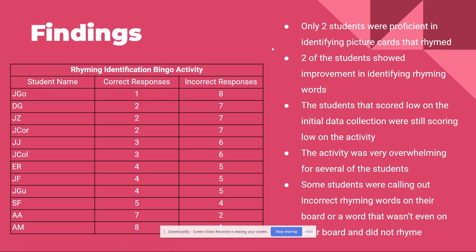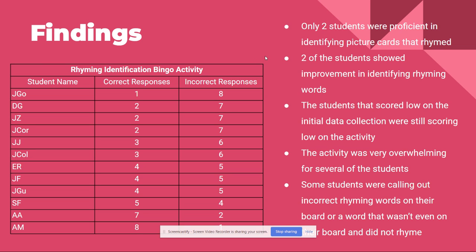So my findings from that data collection was that only 2 students were proficient in identifying picture cards that rhymed. 2 of the students showed improvement in identifying rhyming words. The students that scored low on the initial data collection were still scoring low on this activity. The activity was very overwhelming for several of the students.